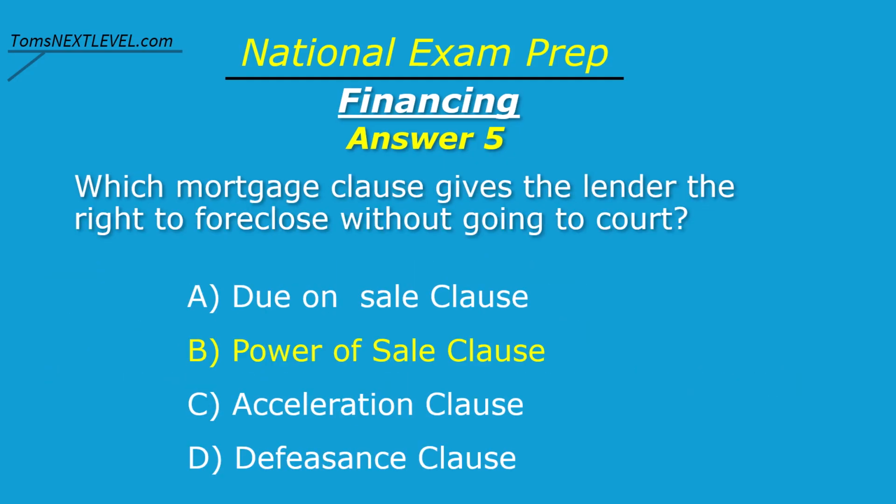Answer to 5 is B, the power of sale clause. Please review all your clauses. Go over all these clauses with your material before your exam. Power of sale clause gives the lender the power to sell the property without going to court if the borrower is in default. Due on sale clause, acceleration clause, defeasance clause, you need to know those. I'd review those before your exam.